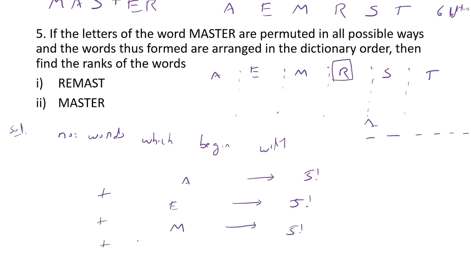plus I cannot count all the words that begin with R, because if I count all the words that begin with R, our REMAST will be among one of those words. So here I have to be a little bit careful. I cannot count all the words that begin with R. So now, after entering into this page, the first few words will begin with RA, the next few words will begin with RE, the next few with RM, the next with RS, and the next with RT.